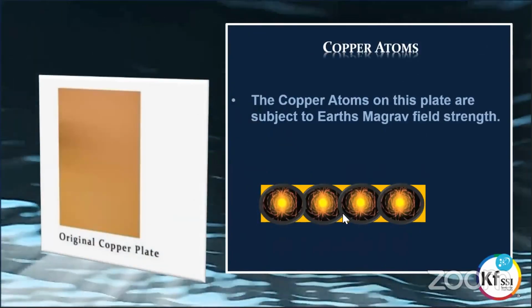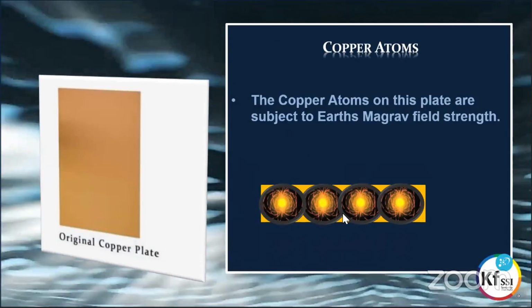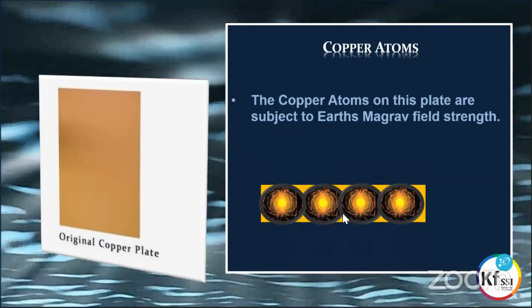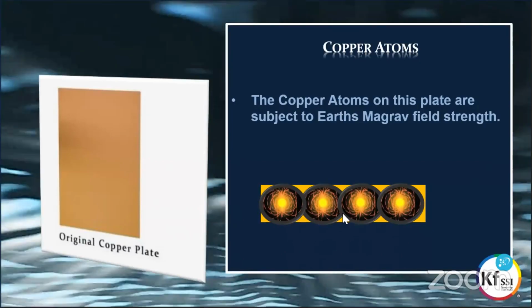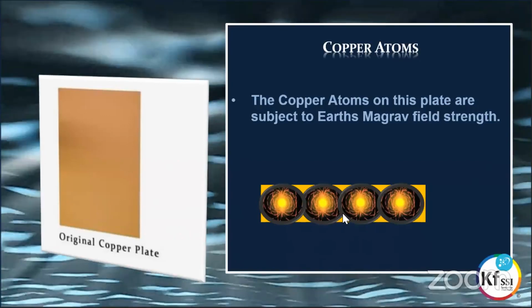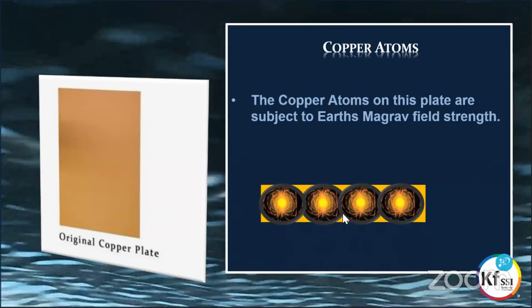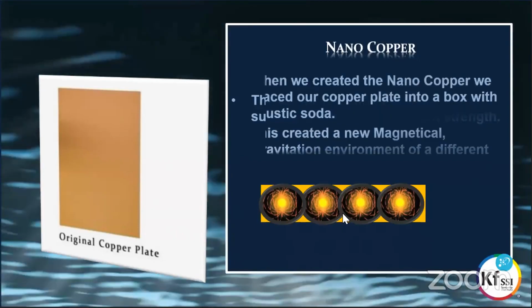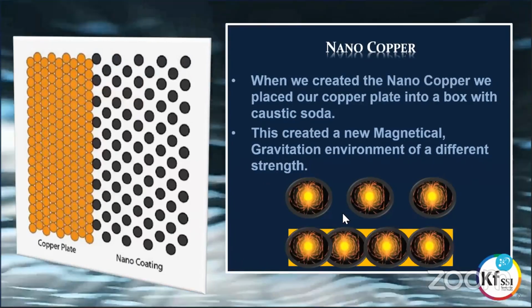To understand these concepts, if one looks at the copper atoms on this plate, they are subject to Earth's magnetic gravitational field strength, and that's what we see as the matter. The atoms, the plasmas, are very, very close together. We've learned about the nano copper, and we create our nano layering.